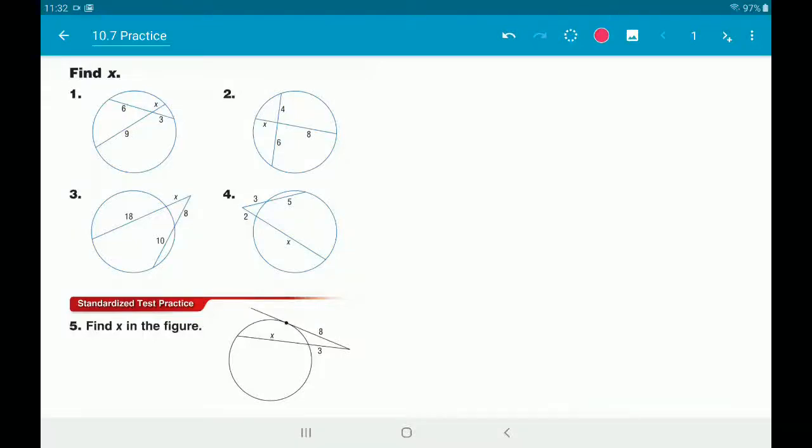Let's review what we learned in 10.7. So what I need you to do first is to shut off the video, and for each one of these, solve for x. Show all your work so that when we go over it later, if you have any questions or have any that you didn't understand, you'll be able to see where your steps differ from my steps. So just pause the video right now and solve for x.